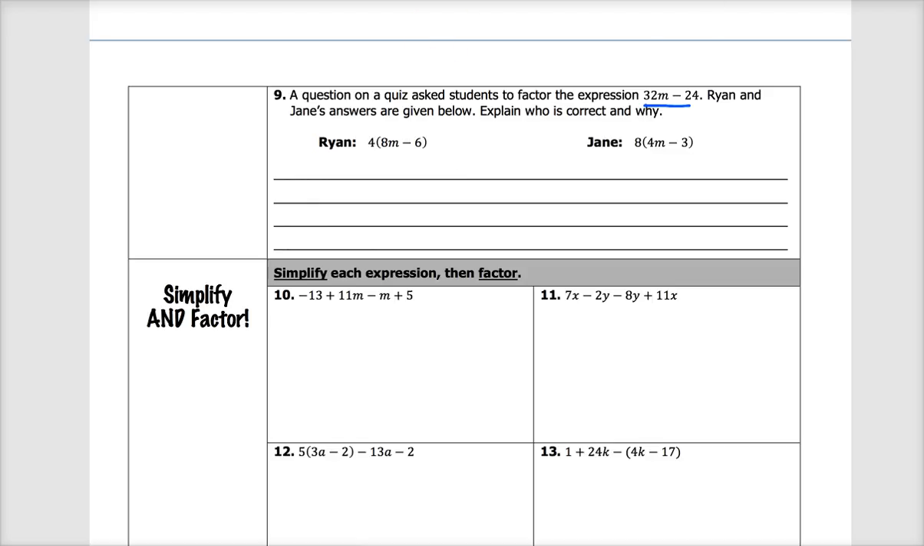Okay, so if you said Jane is correct, you're right. The question now is, why is Jane correct? Well, if you look at Ryan's answer, he put a 4 on the outside of the parentheses, whereas Jane put an 8 on the outside.